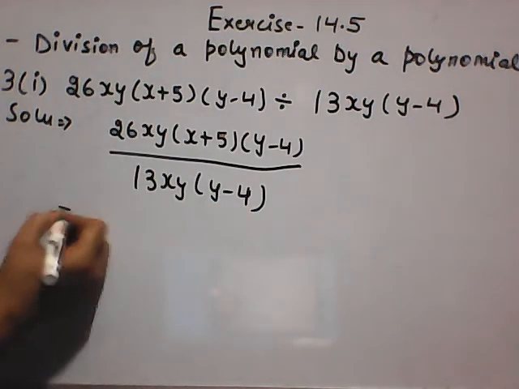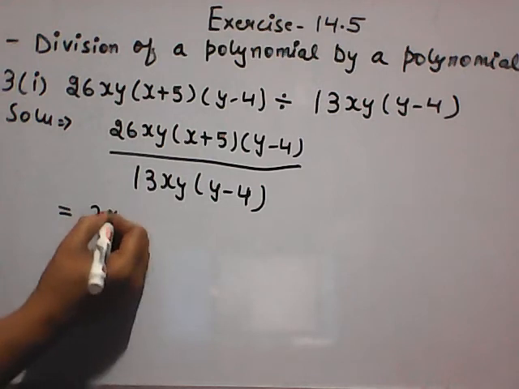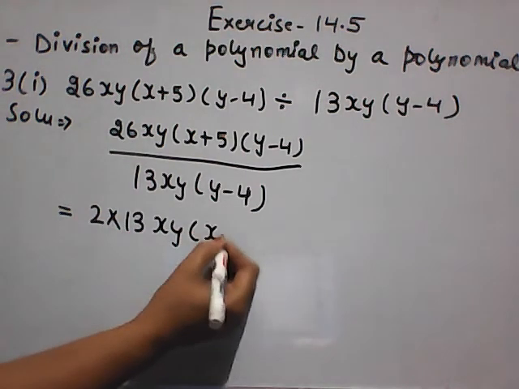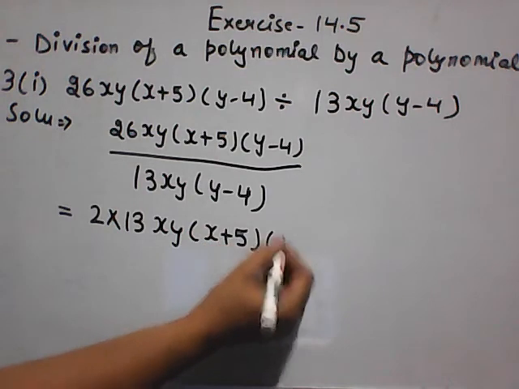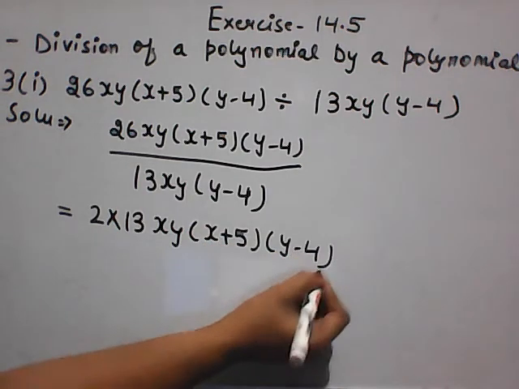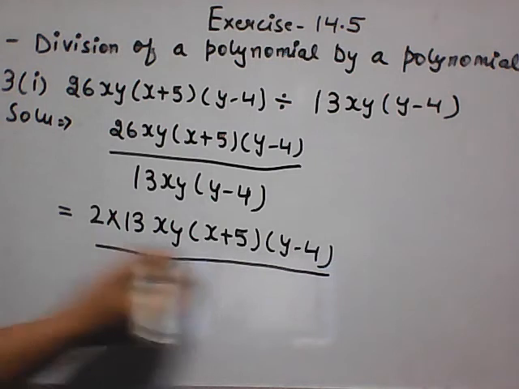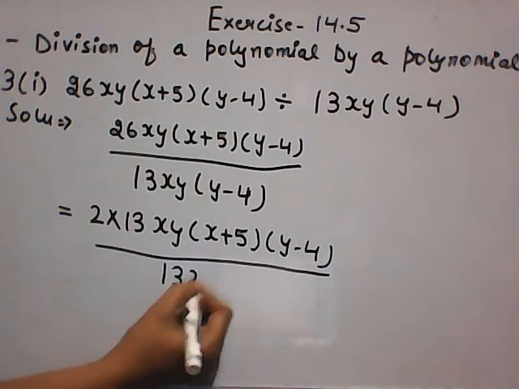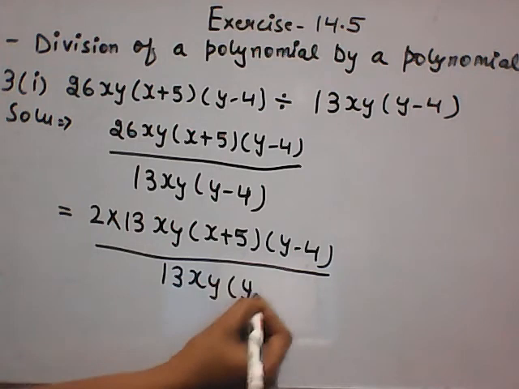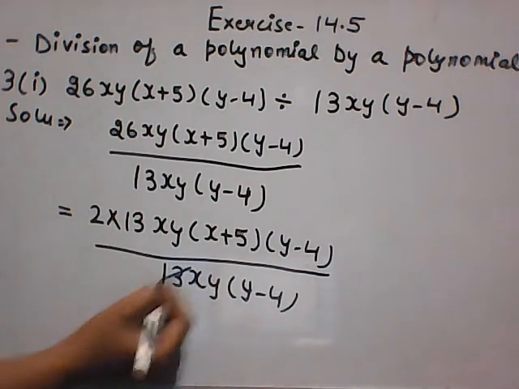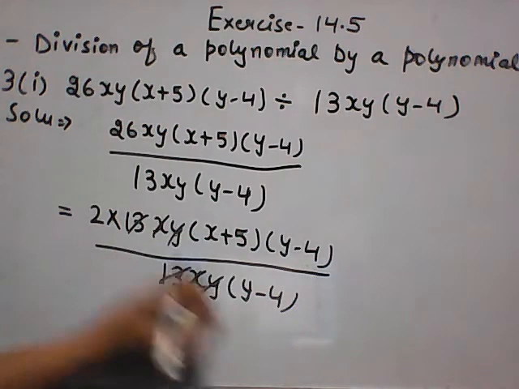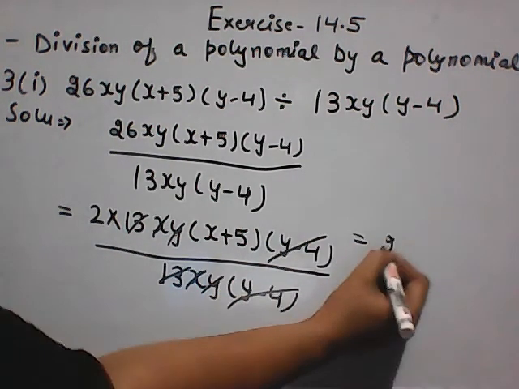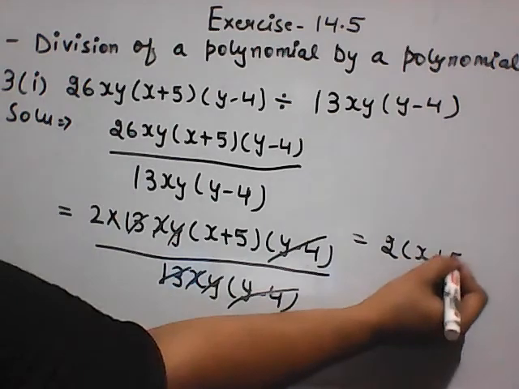In the numerator, 26 can be written as 2 multiplied by 13 into xy. These factors x plus 5 and y minus 4 are irreducible. We cannot further reduce them, so we can write them as they are. Now, in the denominator, 13xy into y minus 4. Now, 13xy is cancelled out with 13xy. The y minus 4 factor is cancelled out with y minus 4. So we are left with 2 into x plus 5. Now, 2 into x plus 5 is our answer.